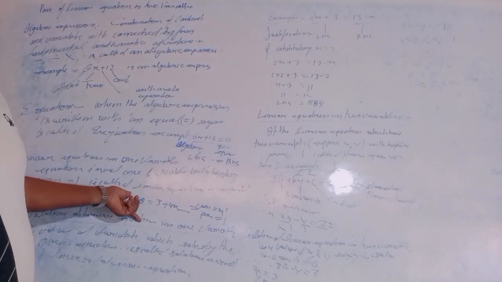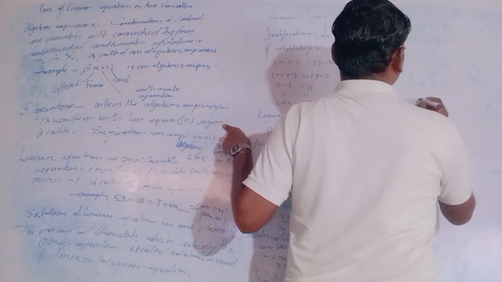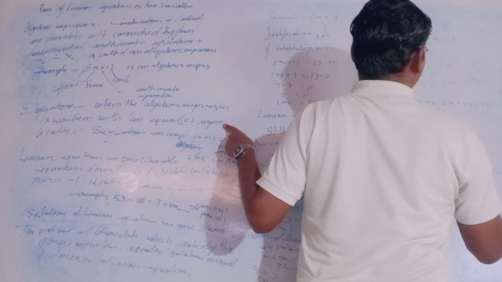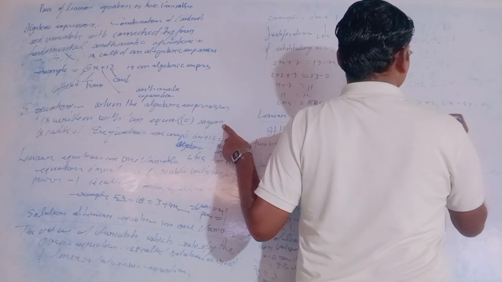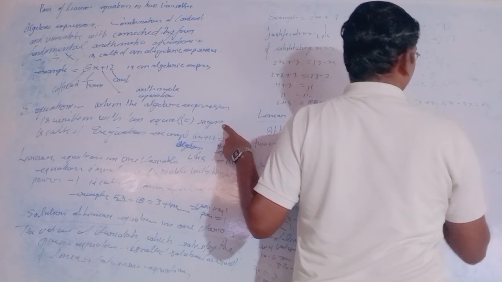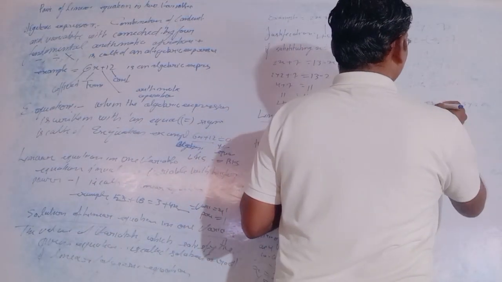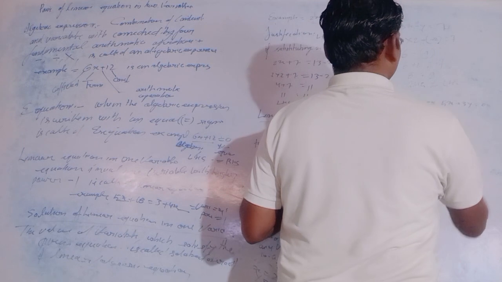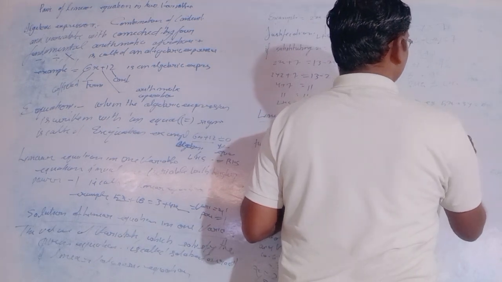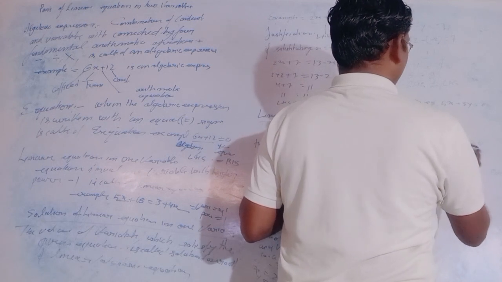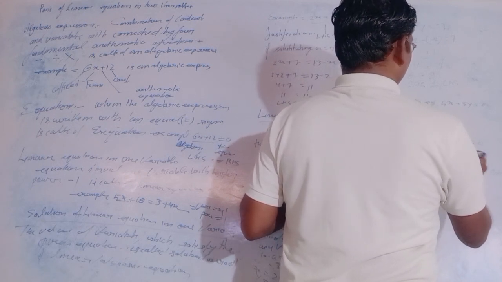Suppose that we take another example of a linear equation, 5x plus 3y is equal to 4. Suppose that the value of x is equal to 2 and the value of y is equal to minus 2, and we substitute these values of x and y in the given equation. 5 into 2 plus 3 into minus 2 is equal to 4. So 5 times 2 is 10, plus 3 times minus 2 is minus 6, which is equal to 4.